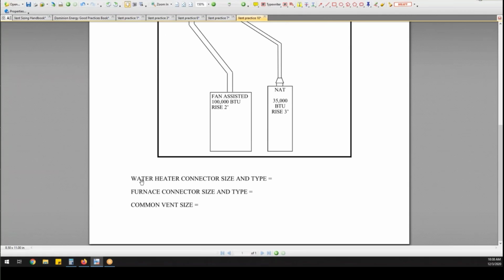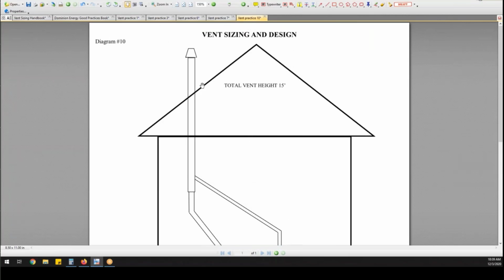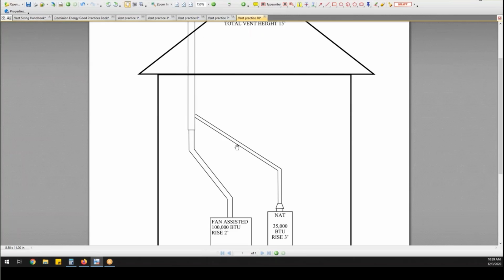Now you've got more information they're asking: water heater connector size and type, furnace connector size and type, common vent size. So now we've got to figure out what we can use on the water heater for the connector. The connector is this portion of it here. What can we use on the furnace for the connector? That's this portion here. And what size is our common vent? This is where we get into the scenario someone asked earlier about different sizes connecting into a main stack. This is where we're going to learn about that.